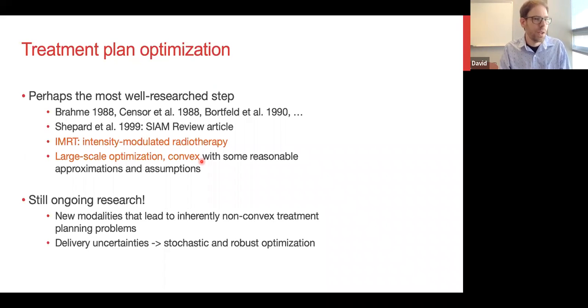For instance, all of these modalities inherently have certain delivery uncertainties that need to be handled one way or another. For example, we might want to use stochastic or robust optimization, but these uncertainties are completely different. The sources of uncertainties and the way they manifest are completely different, say, in photon therapy and in proton therapy.